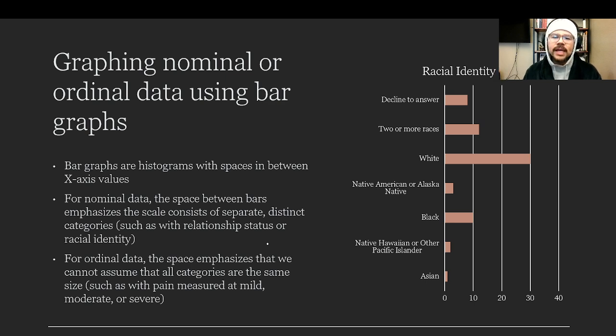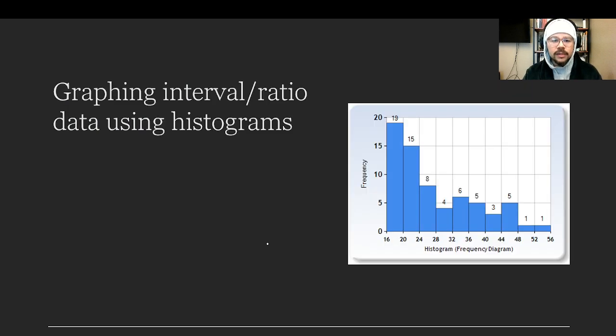So, in ordinal data, when you are presenting it in a bar graph, you are highlighting to your audience that the difference between those categories is unknown. There's not really any exact measurement of the distance between one category and another. So that's for graphing nominal or ordinal data.